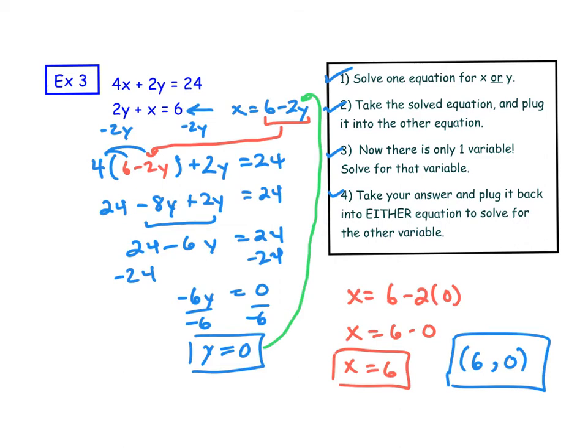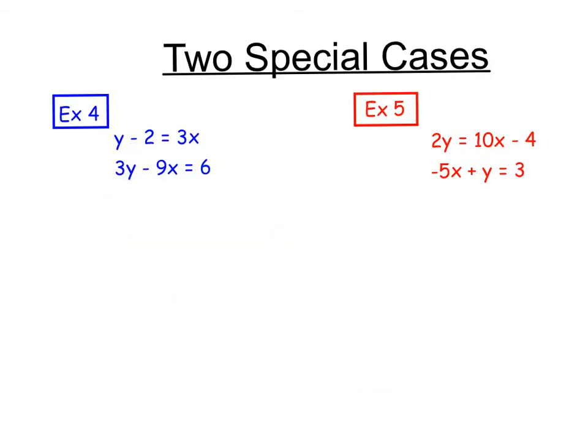Okay, so let's take a peek at these special cases. We've got example 4 and example 5 here. Same procedure. I'm not going to check off step 1, 2, 3, 4. Hopefully we have it down by now. So I'm going to start by solving the top one for y. So this would be y equals 3x plus 2. I just added 2 to both sides. And then I'm going to put that in for y into the other equation.